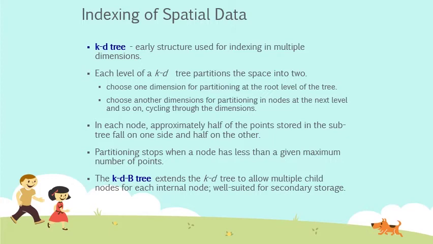A tree structure called a KD tree was one of the early structures used for indexing in multiple dimensions. Each level of a KD tree partitions the space into two. The partitioning is done along one dimension at the node at the top level of the tree, along another dimension in nodes at the next level, and so on, cycling through the dimensions. The partitioning proceeds in such a way that at each node approximately one half of the points stored in the subtree falls on one side and one half falls on the other. Partitioning stops when the node has fewer than a given maximum number of points.